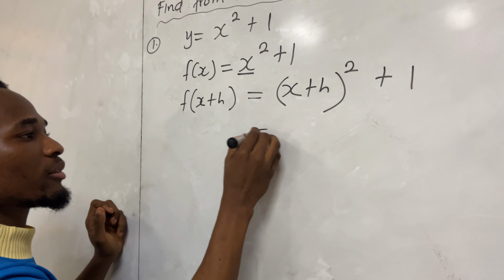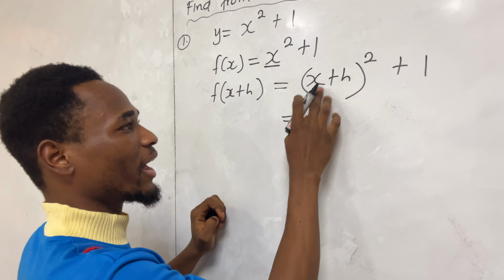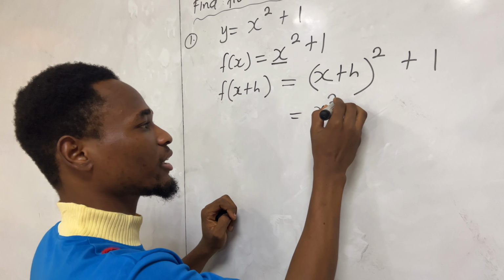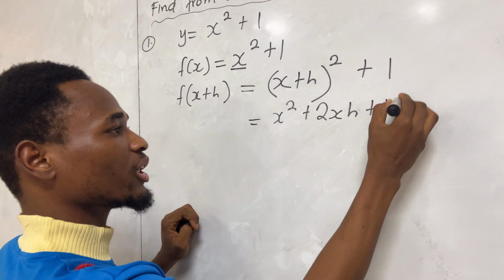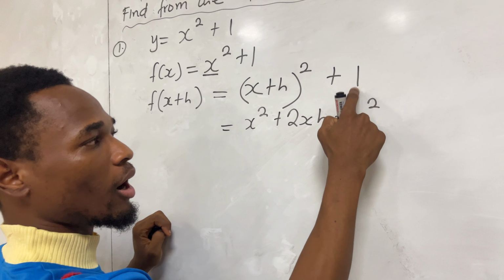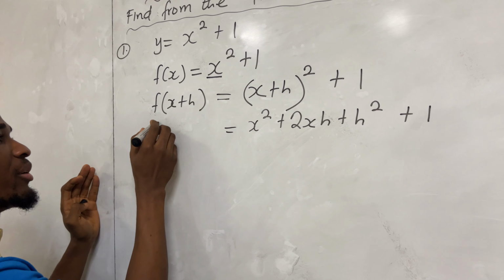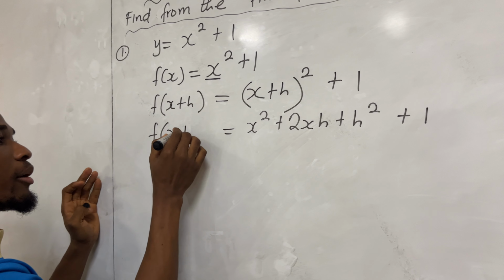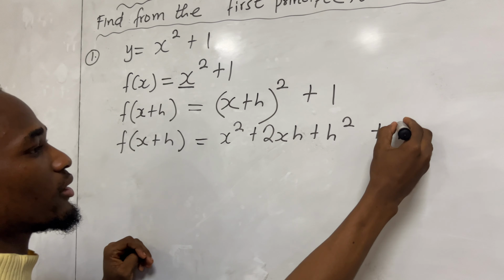Now the next thing is I will expand the bracket. So when I expand this, I'll get x squared plus 2xh, then plus h squared, then I'll add my constant here, plus 1. And all this will give me f of x plus h, as simple as that.